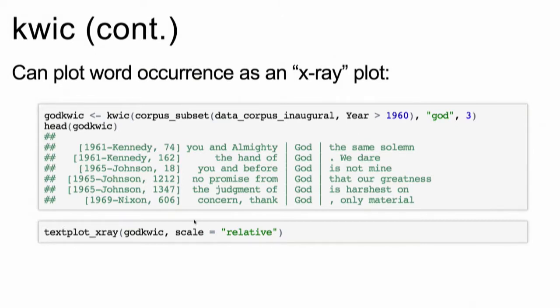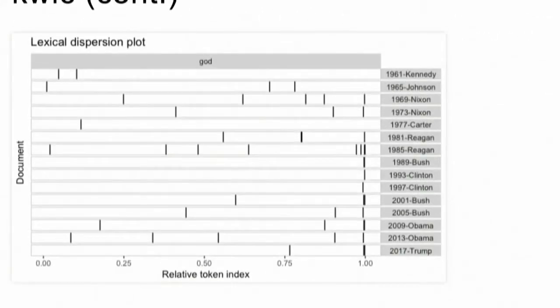Well, if I take the result of that and I send that to textplot_xray, then I get this lexical dispersion plot. It's like X-ray because on your Kindle there's this graph thing called X-ray. And this shows you that they usually finish their speech by saying, God bless America, at least they have since 1961, but there are references throughout.